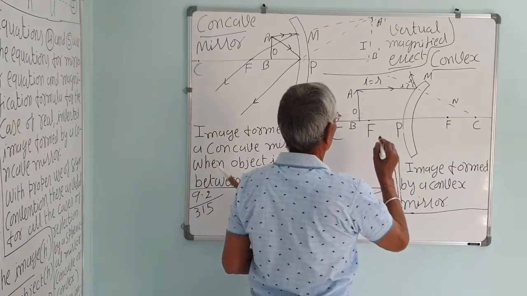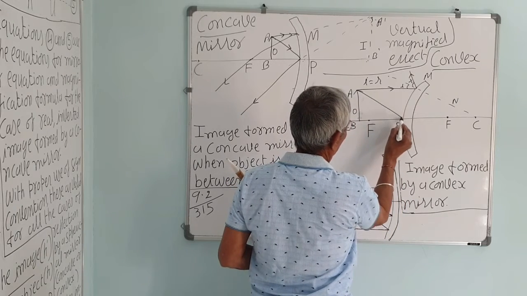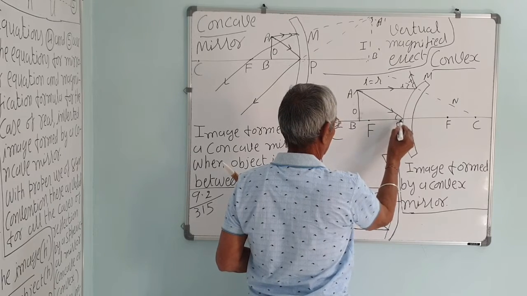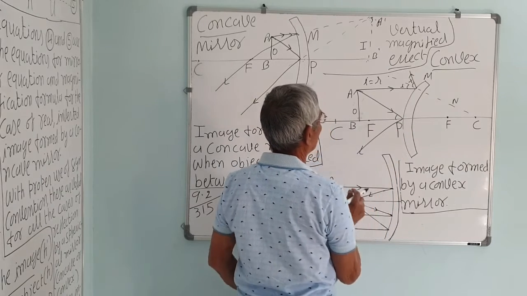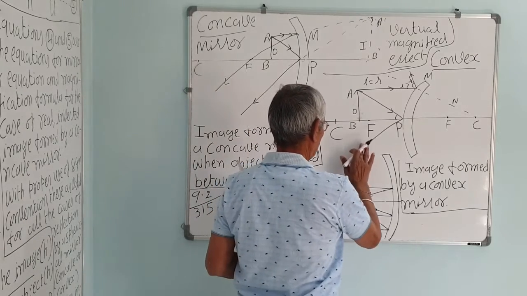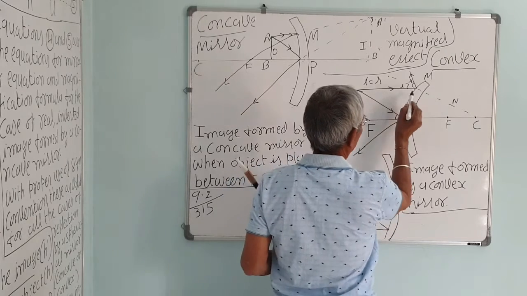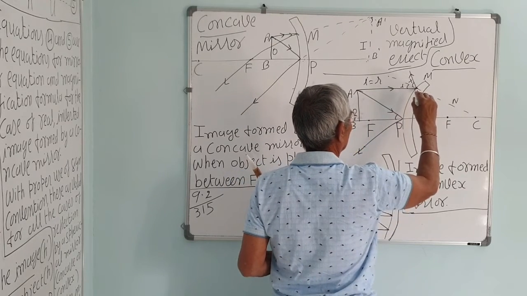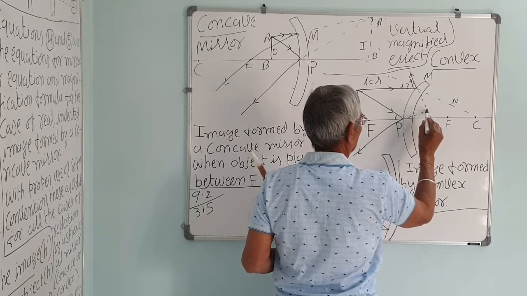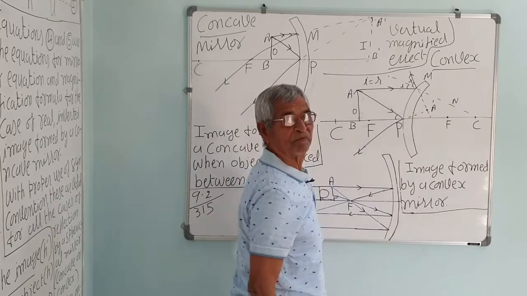Now if you take another ray obliquely, to the pole, this will also follow the laws of reflection. These two rays will never meet and form a real image. Let us produce them back. If we produce them back, so this is the image of A, that is A dash.